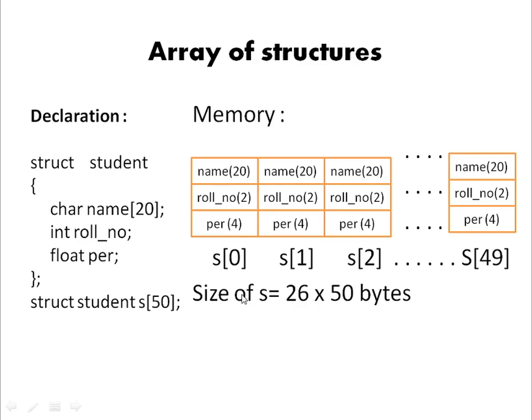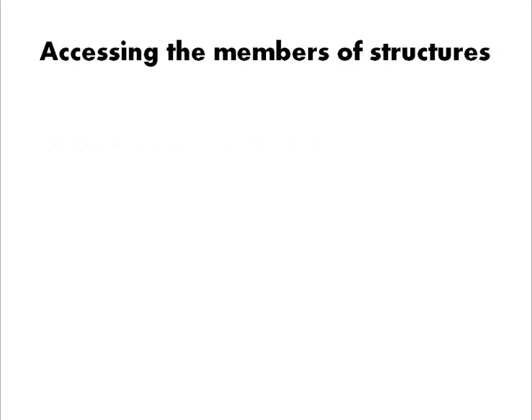Now if I ask you to calculate the size of s, each array variable requires 26 bytes and we have 50 such variables, so the size of s is 26 into 50 bytes. Now you can try the same with your structure employee as well as structure cricket, and do write this memory diagram. Once you complete that, resume with the next part.